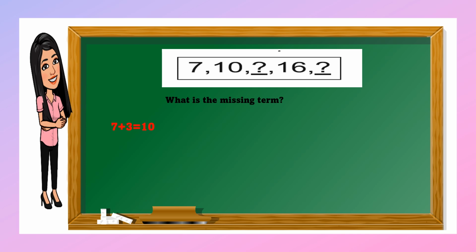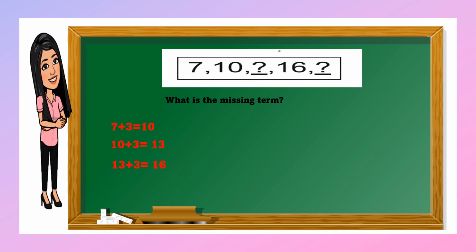So we have 7 plus 3 equals 10. So we have 7 and 10, no? So the missing terms are 10 plus 3 equals 13, and 16 plus 3 is 19.